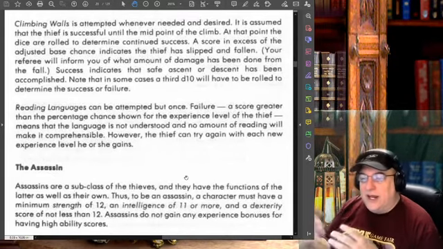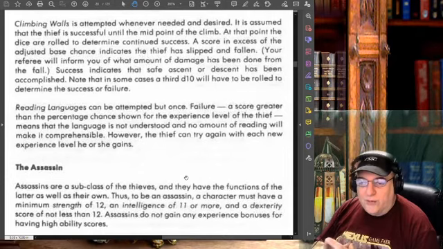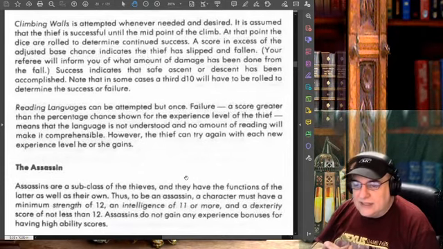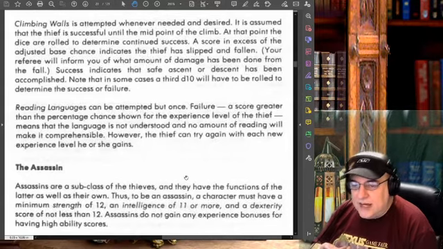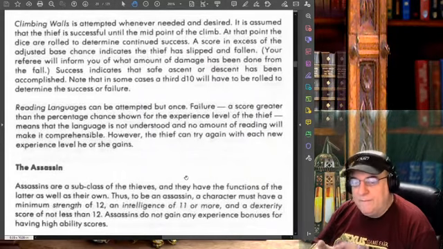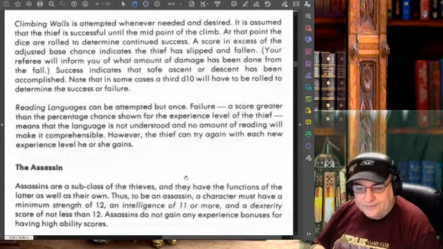The score in excess of your adjusted base chance indicates the thief has slipped and fallen. Your referee will inform you what amount of damage has been done from the fall. Success indicates that safe ascent or descent has been accomplished. Note that in some cases, a third D10 will have to be rolled to determine the success or failure. That is for the point percentage afterwards. Just be sure to add the decimal point.